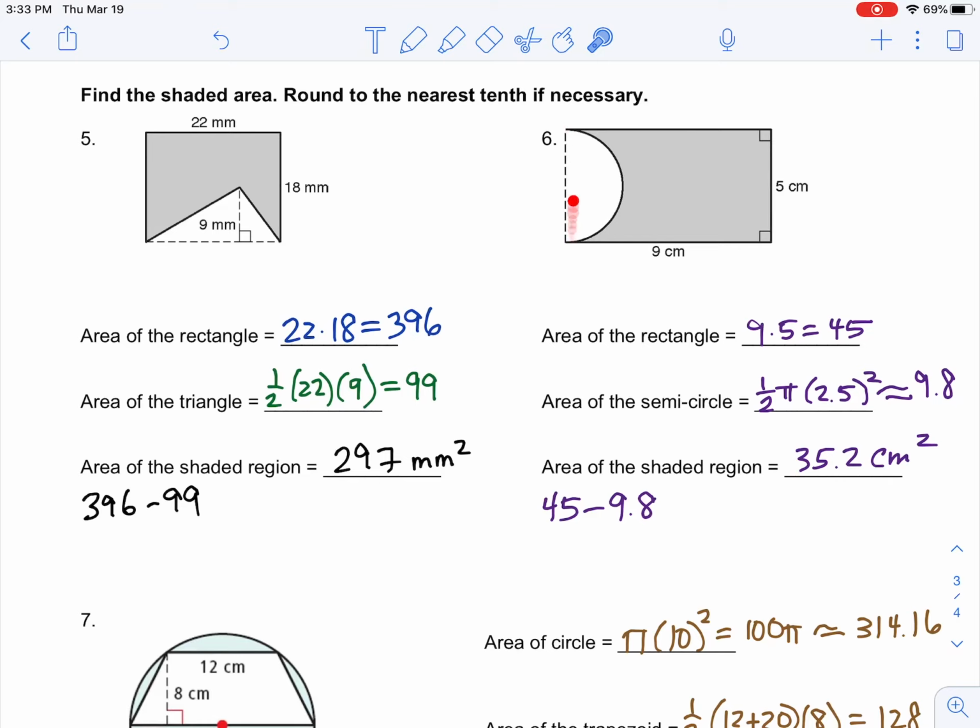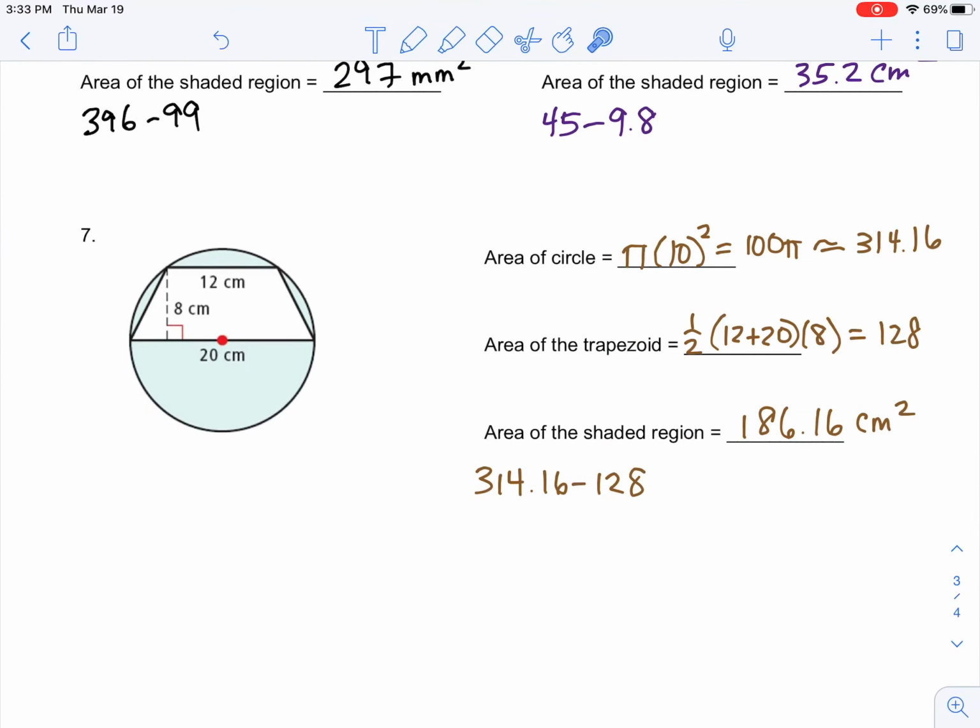Next one, same idea. I have my whole diameter as 5, so then I have to take that and divide it by 2. Again, I'm subtracting. Number 7, now I have a circle and a trapezoid, and so my circle, well, I know the diameter is 20, so the radius is only 10, and then for my trapezoid, I have base, a base, and the height. And again, white space tells me to subtract.